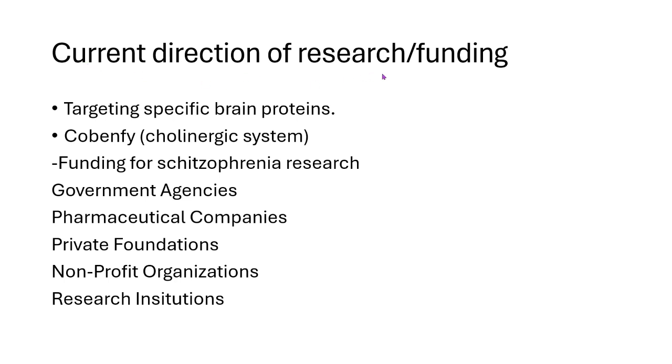The current direction of research. So right now they're targeting specific brain proteins in order to mitigate the damage that schizophrenia can have on the brain rather than trying to prevent it or cure it, which right now isn't possible. And currently they are researching this new drug they created called Cobenfy, which targets receptors in the brain, and these receptors are indirectly influencing dopamine regulation, which does help addressing positive symptoms.